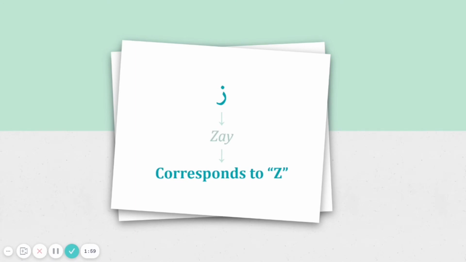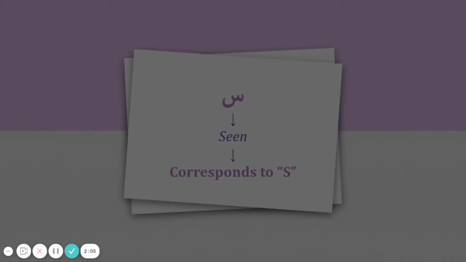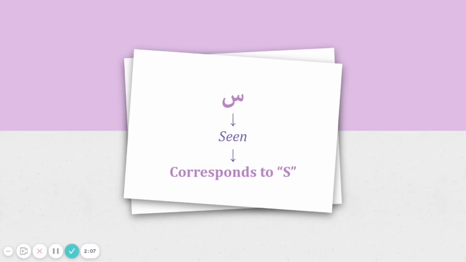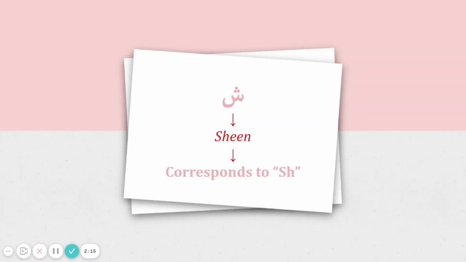Zay, this letter corresponds to the letter Z. Seen, corresponding to the letter S. Sheen, which corresponds to sh, as in the pronunciation of she in English.